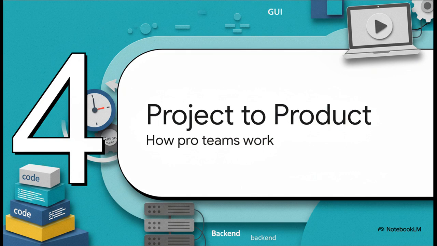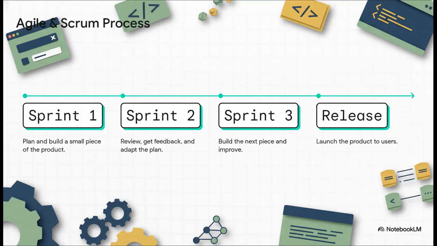Okay, so we know all the individual parts now, but how do professional teams actually put it all together to build something and release it to the world efficiently? Let's look at the process, how they turn a project into a real product. A lot of modern teams use a method called Agile, and a popular way to do that is called Scrum. The big idea here is that instead of trying to build the entire app in one giant go, they break the work down into short cycles called sprints. These usually last a week or two. In each sprint, they plan, build, and review a small piece of the final product. It lets them adapt and improve as they go.